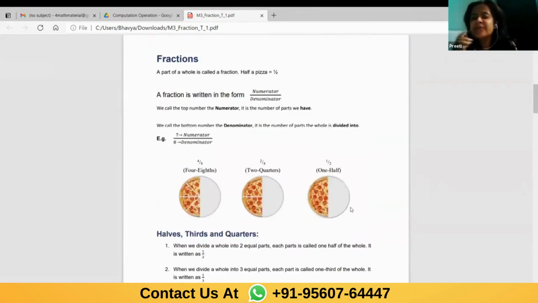Now children, if I have 1 in the numerator, I am not worried about the denominator. The denominator can be anything other than 1. If I have 1 in the numerator and more than 1 in the denominator, any number which is bigger than 1 can be my denominator, but 1 has to be there in my numerator.